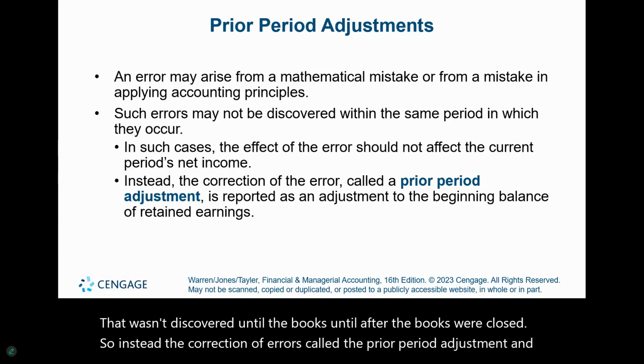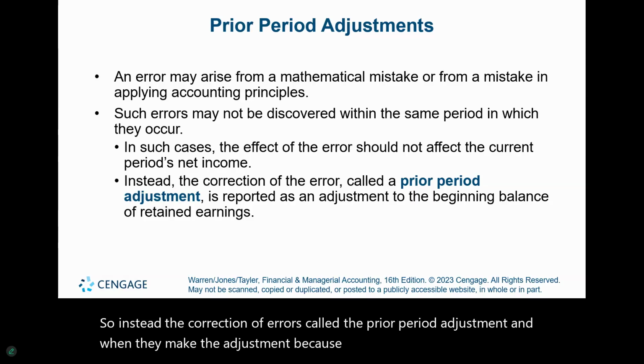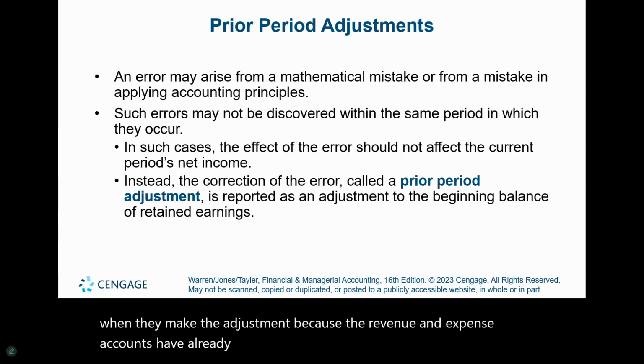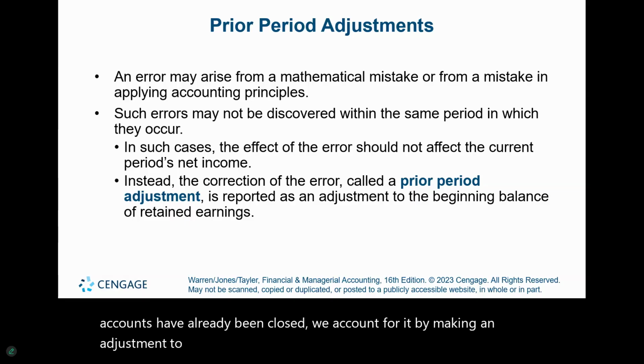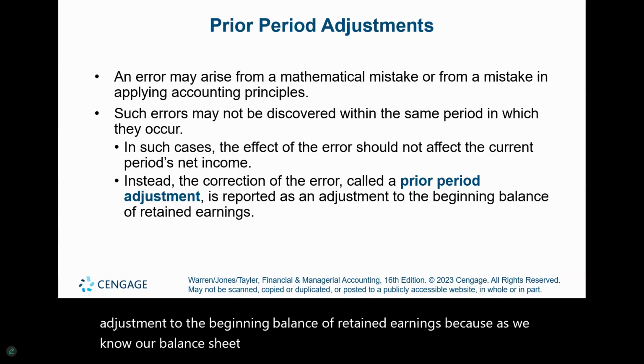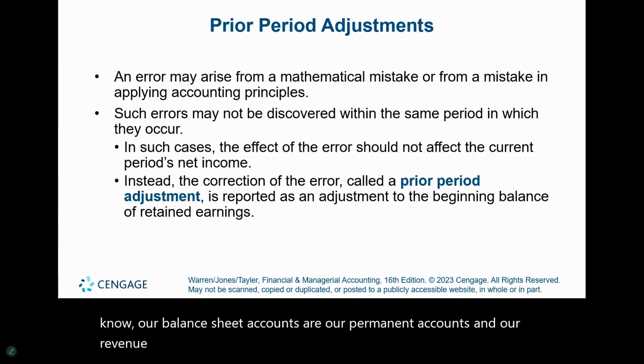And when they make the adjustment, because the revenue and expense accounts have already been closed, we account for it by making an adjustment to the beginning balance of retained earnings. Because as we know, our balance sheet accounts are our permanent accounts, and our revenue and expense, as well as our dividend accounts, are temporary accounts.